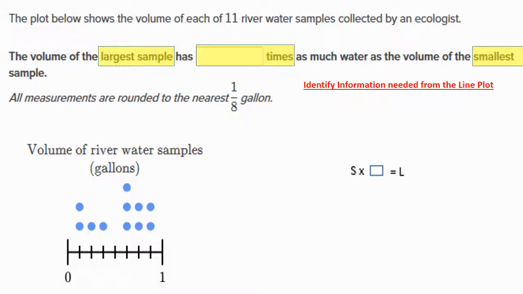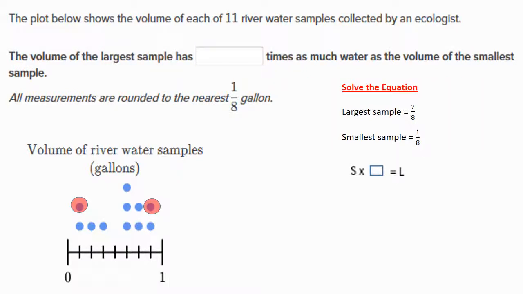Now that we have our plan, let's identify the information needed from the line plot. First, we need the largest sample. In this case, we have two samples that are equal, but we only need one of them, and we know that is 7/8 gallons. Now we have to identify the smallest sample. Once again, we have two, but we only need one of them, and we know the smallest sample is 1/8 of a gallon. Now, with our plan, we can solve the equation.